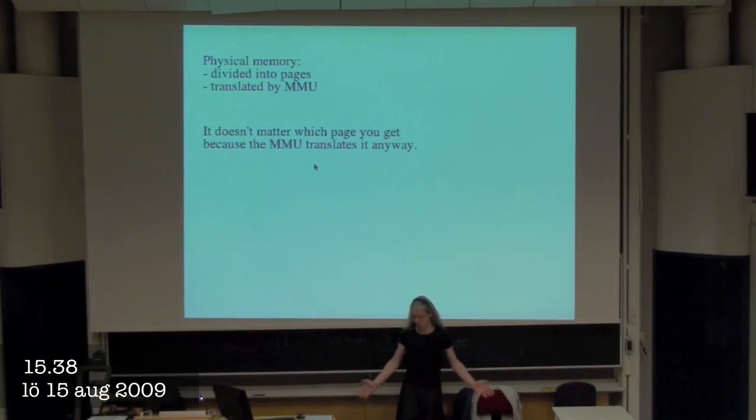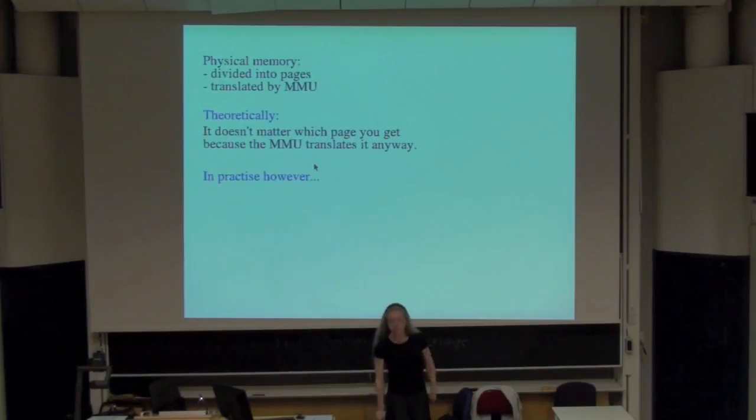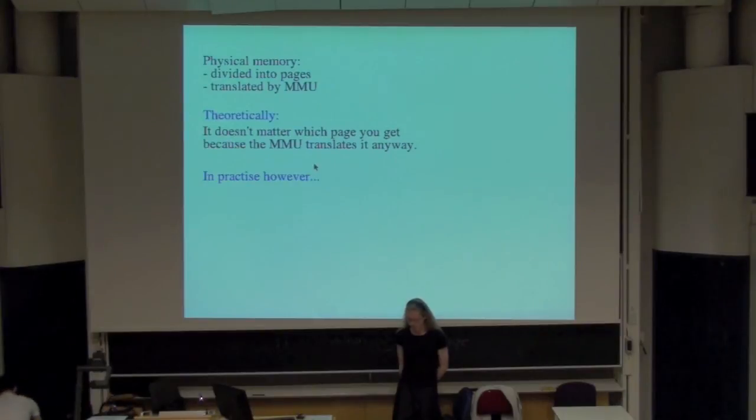To start with, I'm going to tell you a bit about the theory of physical memory. Physical memory is divided into pages, and each page is usually 4 or 8K in size. When a user space or a kernel space program runs, the virtual addresses are translated by an MMU to the actual physical pages of the package. So it doesn't matter which page you get, because the MMU translates it anyway. Of course, this is only theory, and in practice, memory is a lot more complicated.